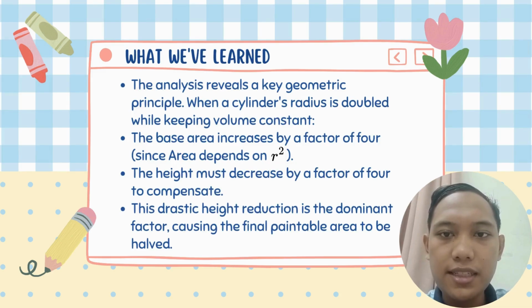So, from this analysis, we can see a key geometric principle at work. When a cylinder's radius is doubled but the volume is kept constant, first, the base area increases by a factor of 4 because the area formula depends on the radius squared. To keep the volume the same, the height must then decrease by a corresponding factor of 4. Finally, this huge reduction in height has a bigger effect than the increase in radius when we calculate the curved surface area, causing the final paintable area to be half.